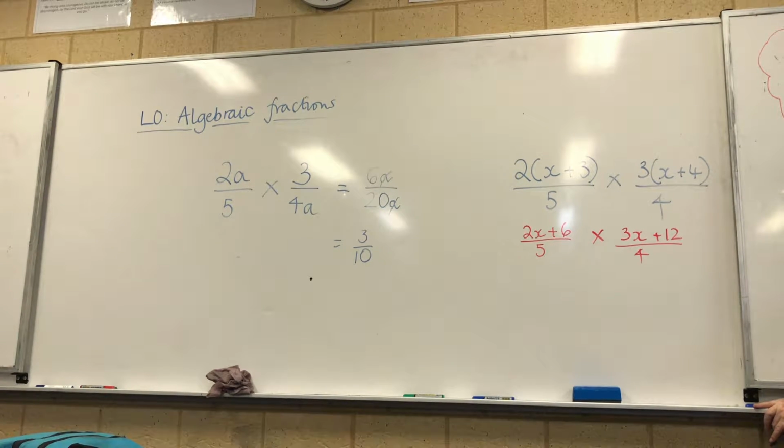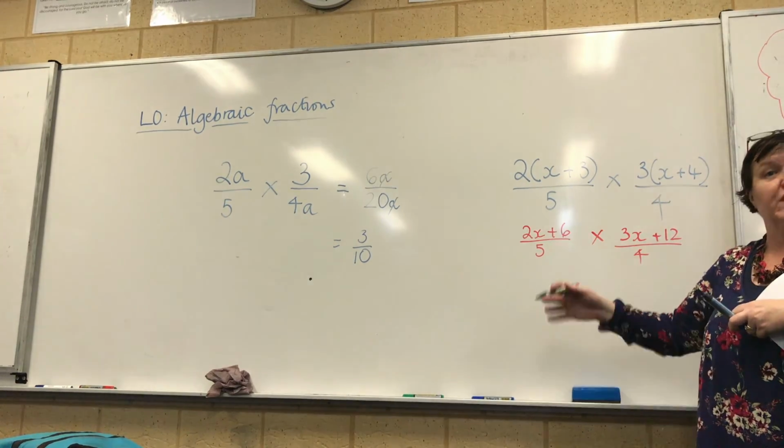Okay, where would you go now? Would you add the 6 and the 12 together and add the 2x and the 3x? Or would you add them if you're multiplying? Times them. You'd multiply them, wouldn't you? Yeah. You won't get anything this hard, so don't worry. Okay, stop there then.